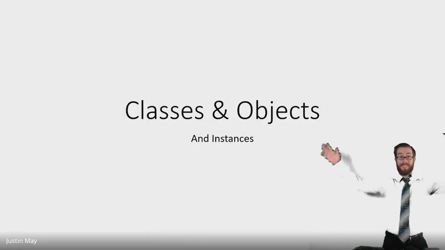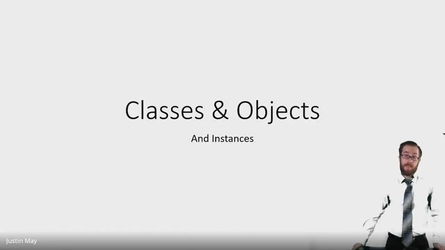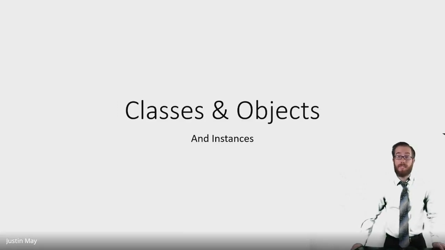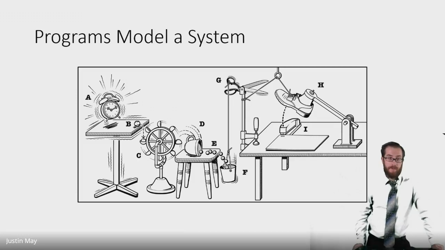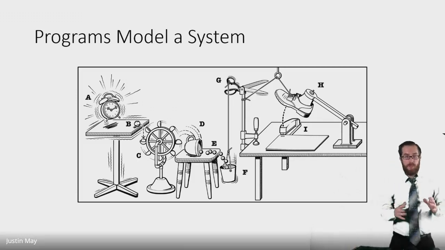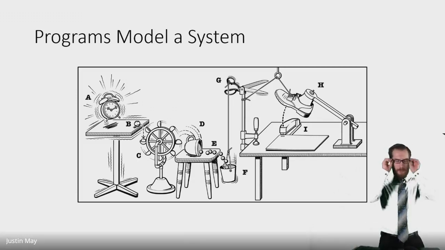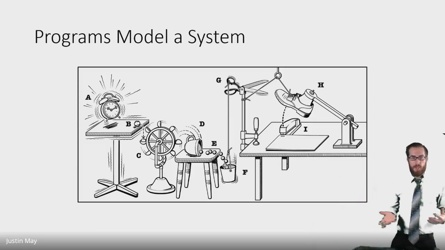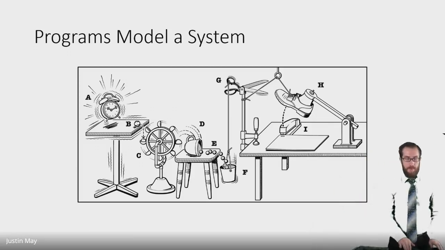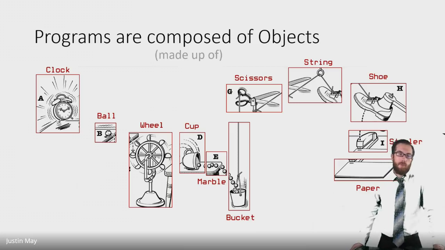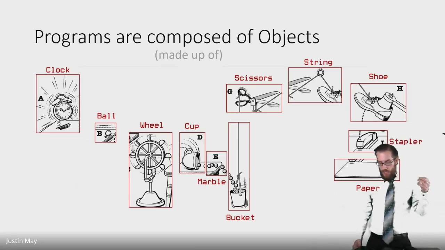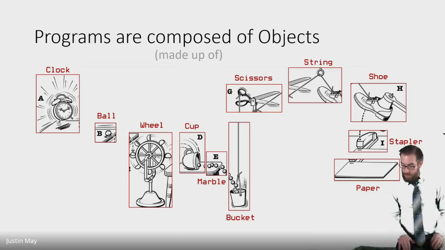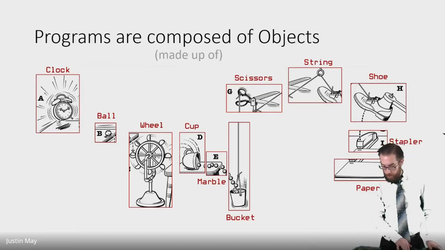Computer science. We're going to talk about classes, objects, and object instances. When you write code in Java, the code you're writing is going to model a system. So what that means is you've got some big problem you want to solve, and you're going to break that problem up into objects. Programs are composed of objects. Each object does its own thing. Together, they'll solve your problem.